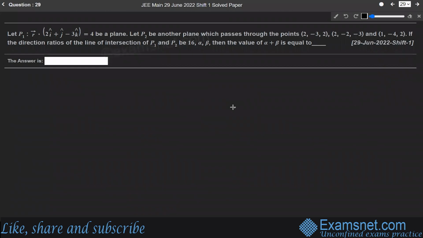Next question is, let P1 such that r vector dot product 2i plus j minus 3k is equal to 4 be a plane. Let P2 be another plane which passes through the points (2, -3, 2), (2, -2, -3) and (1, -4, 2). If the direction ratios of the line of intersection of P1 and P2 be 16, alpha and beta, then the value of alpha plus beta is equal to.